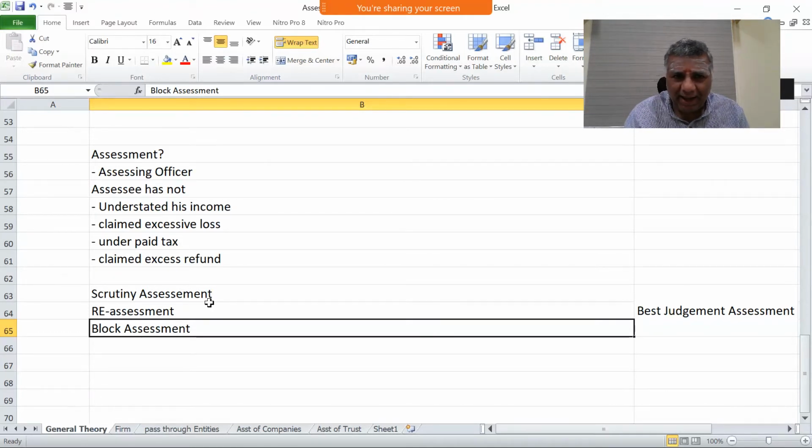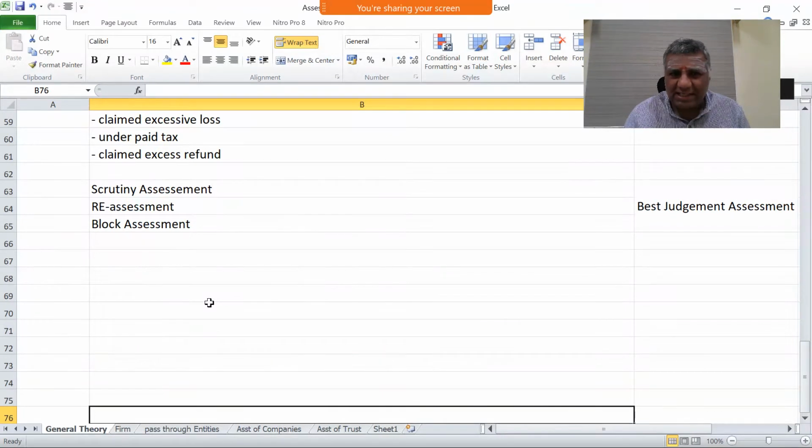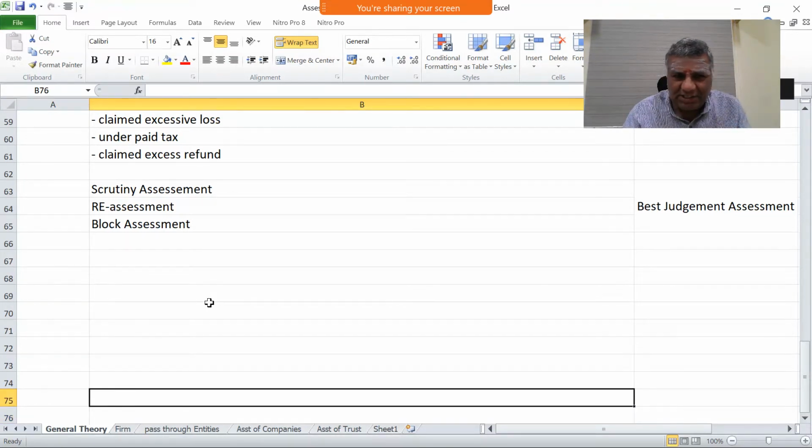So there are three assessment processes: scrutiny, reassessment and block assessment, along with that. Only three processes, not more. It is wrong to say that there are more assessment processes. Scrutiny is the most popular. Reassessment happens only if the department comes to know later that income has not been taxed. Block assessment is only for search and seizure cases.